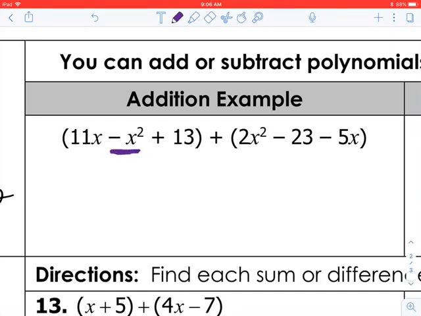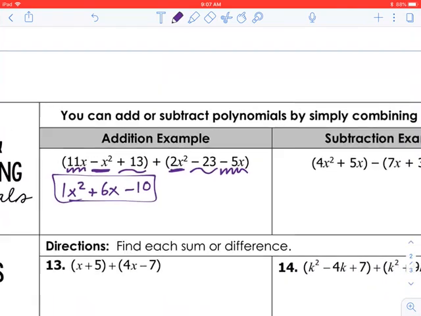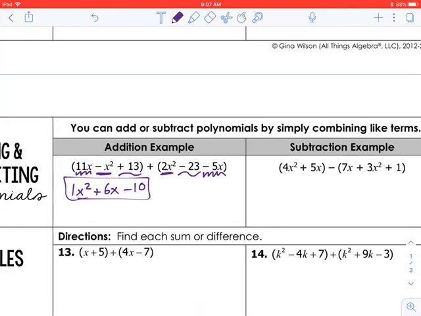So look for the highest exponent first, x squared. So negative x squared plus 2x squared is 1x squared. Then the next highest x is just x. So 11x minus 5x is 6x. And then finally the constant is going to be 13 minus 23, which is negative 10. And there we go. Okay, so adding should be pretty easy.